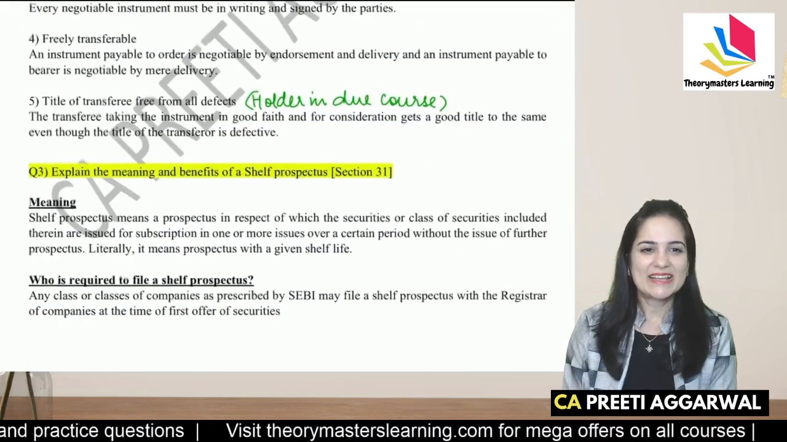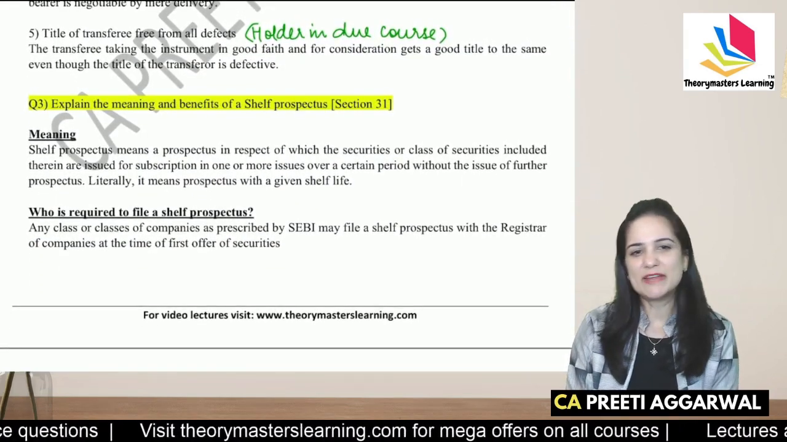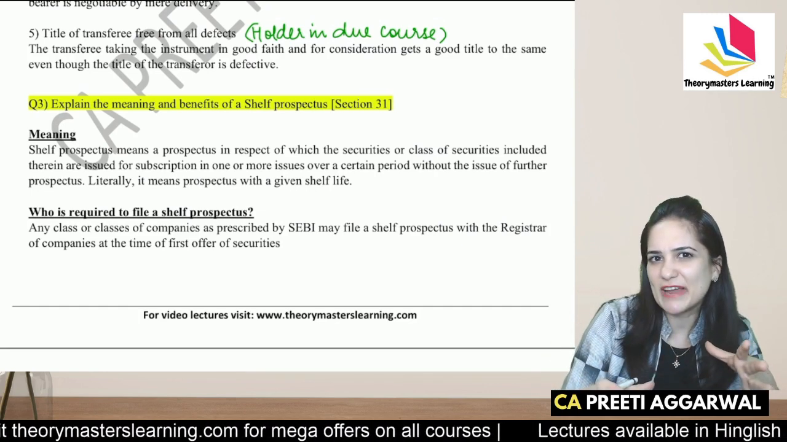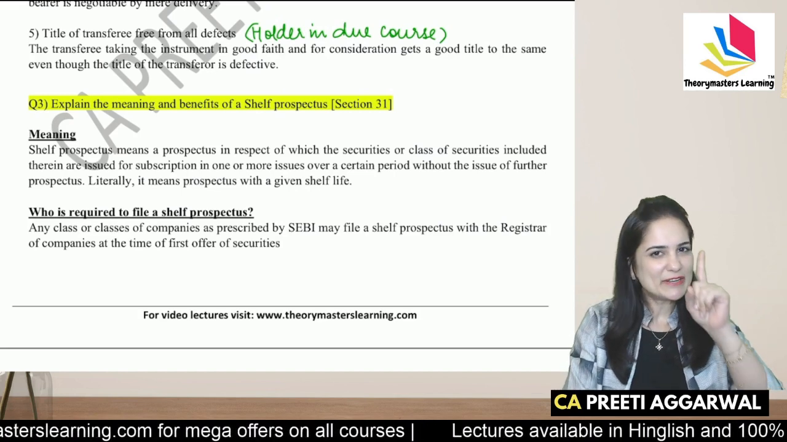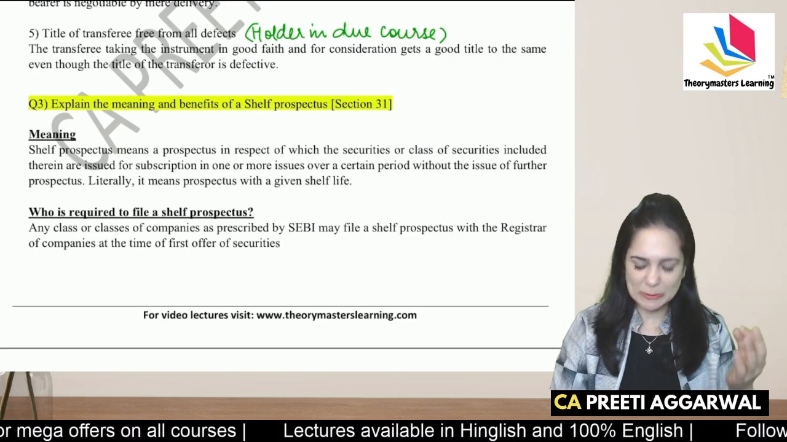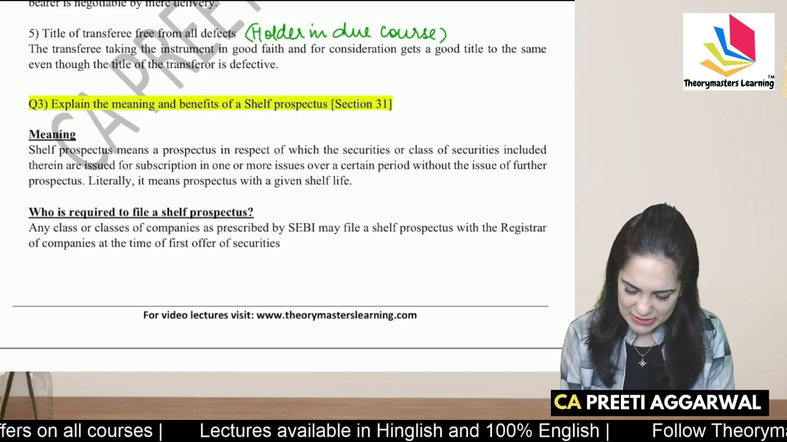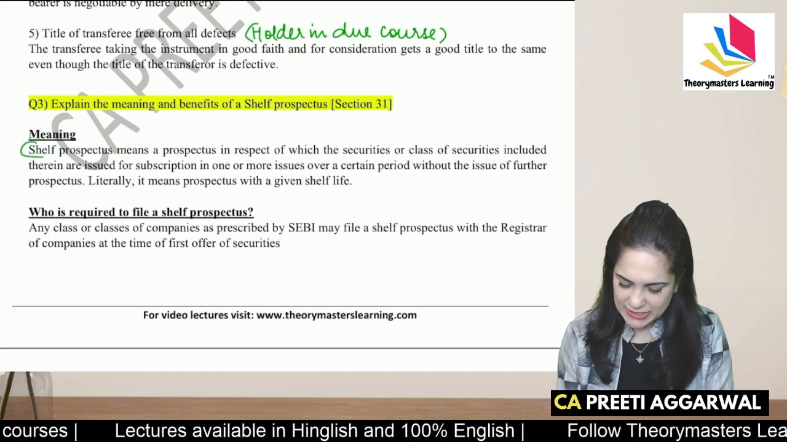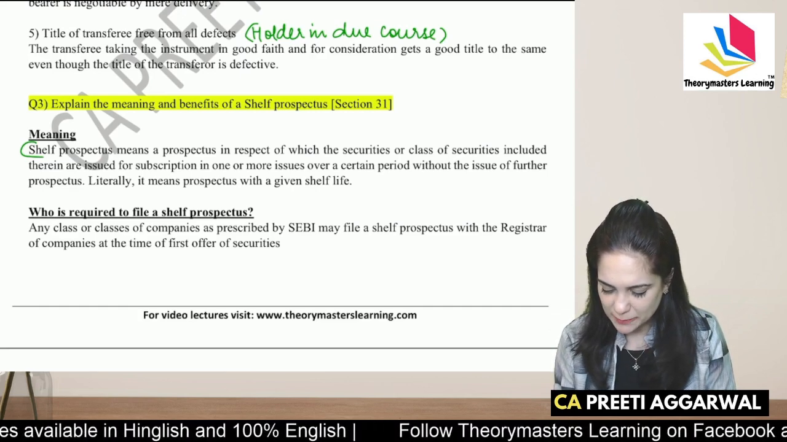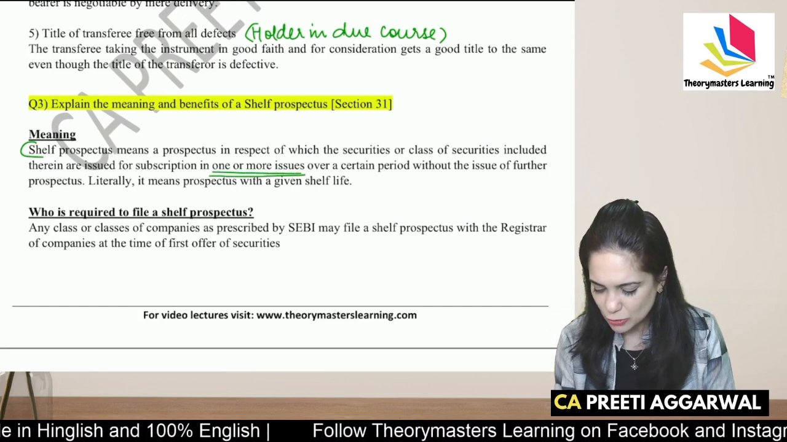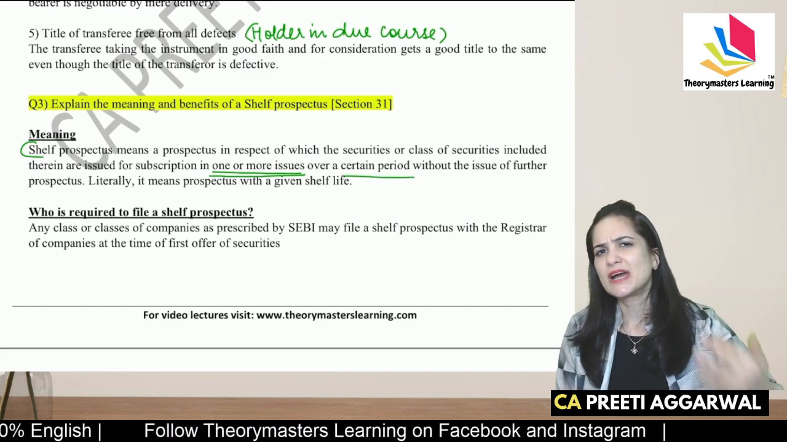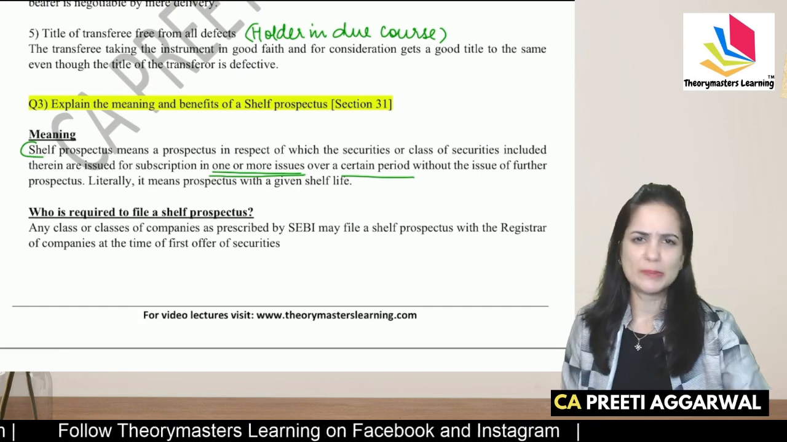Okay. Then we have meaning and benefits of a shelf prospectus. Do you remember shelf prospectus having shelf life? हमने पढ़ा था. Validity 1 year from the date of the first offer of securities. तो सबसे पहले तो meaning of shelf prospectus. It is issued when we are offering shares for subscription in one or more issues over a period of time. You need not issue prospectus afresh for every public offer.